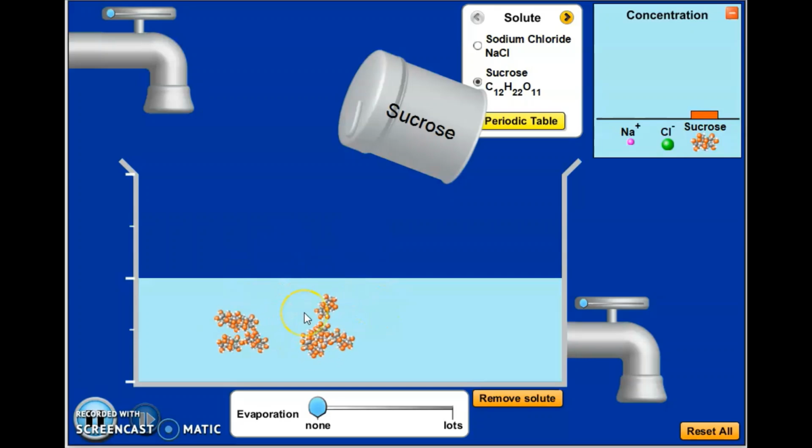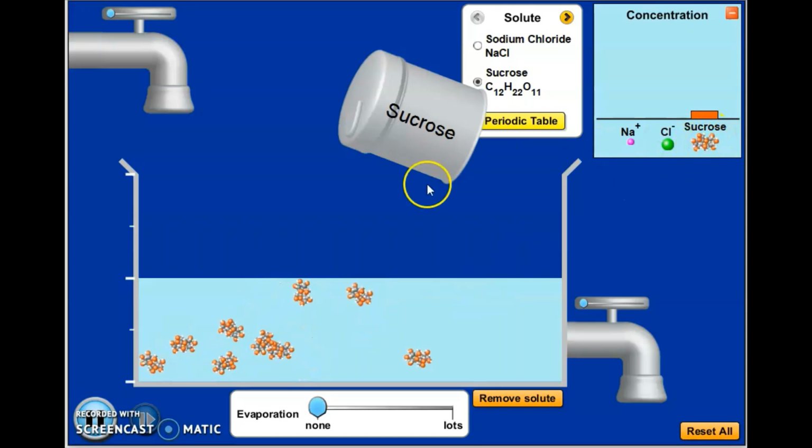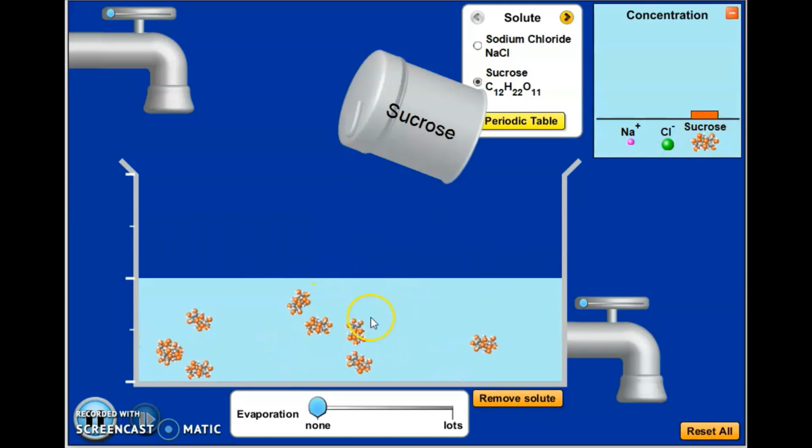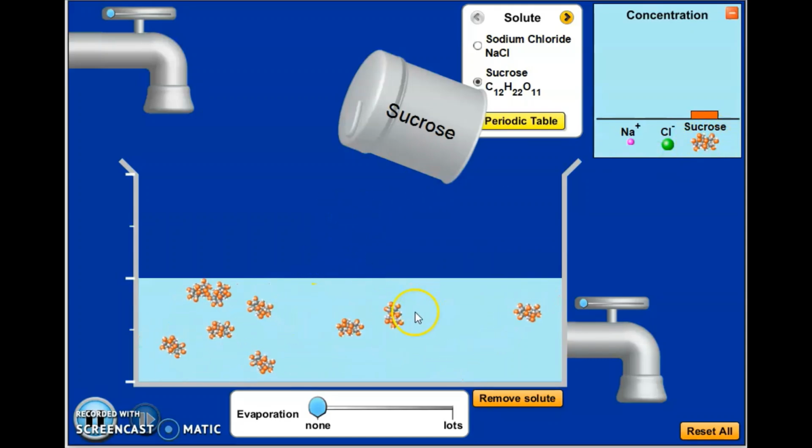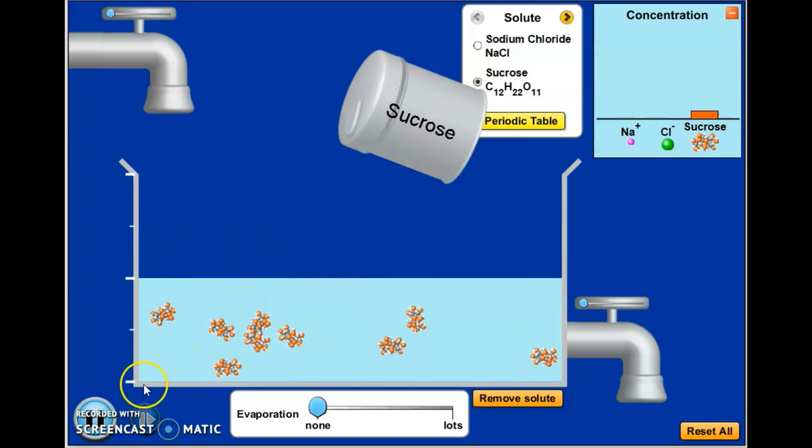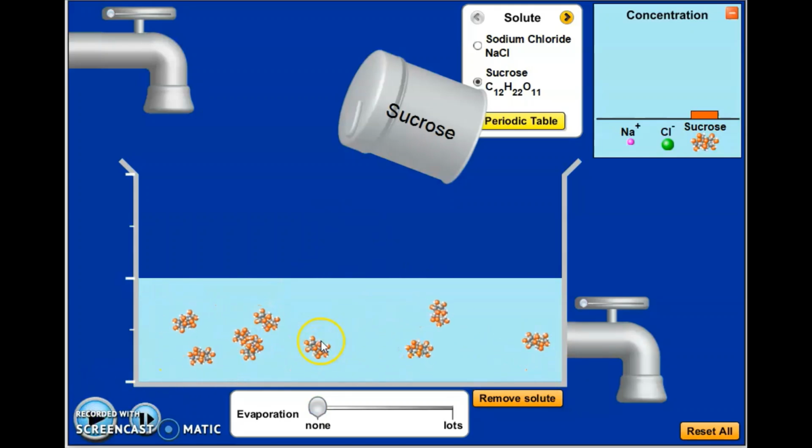Now, the sucrose molecules do move away from one another, right? But look, we had sucrose molecules when we added them, and now we still have sucrose molecules. If I pause this and look at one of these, this is one molecule of C12H22O11. Here's another one, here's another one, here's another one.